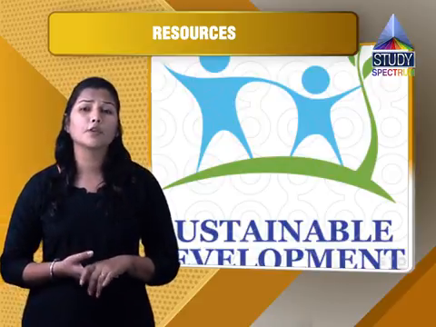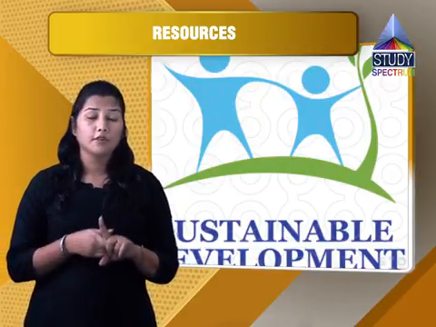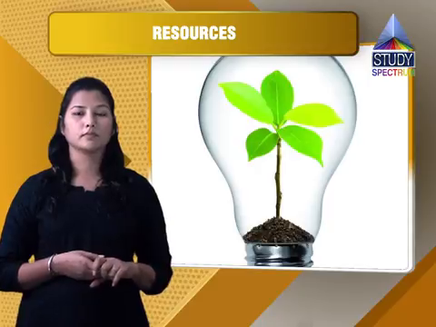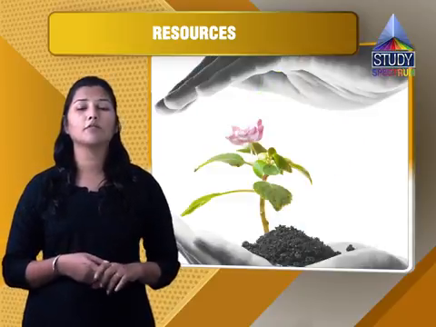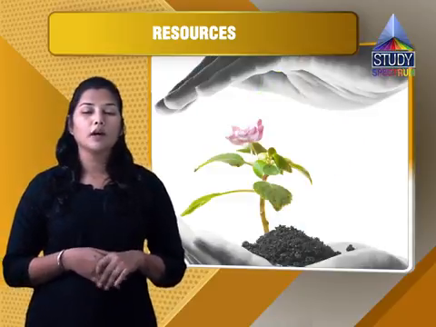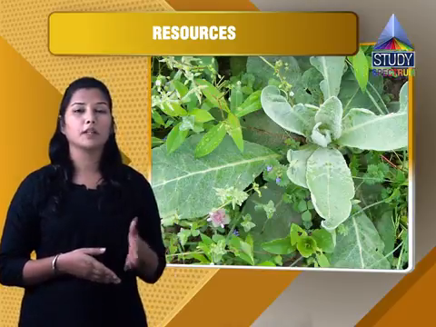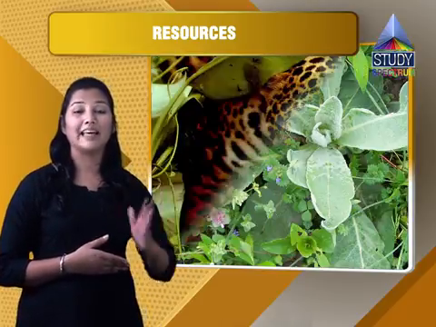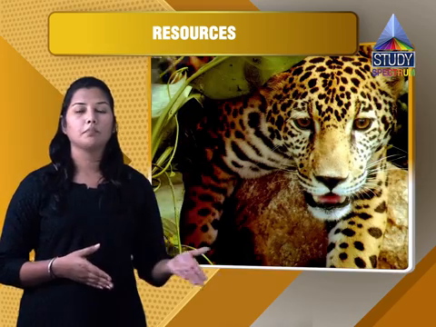So what are the principles of sustainable development? The first one, respect and care for all forms of life. You have to respect the plants, you have to respect the trees, you have to respect the animals. What do we do with the plants and the trees? We cut them down. What do we do with the animals? We actually hunt them down. Probably we export them to go ahead and get good money.